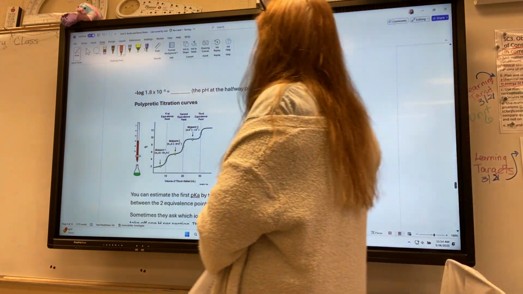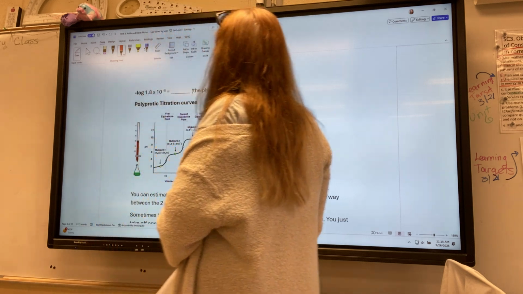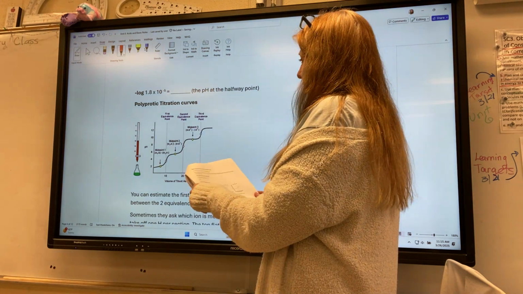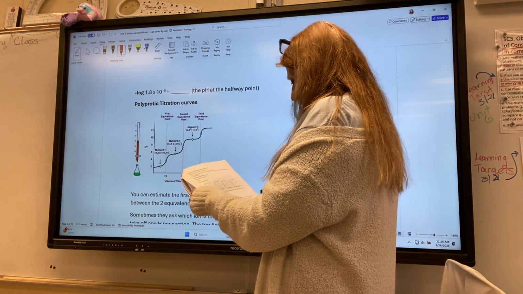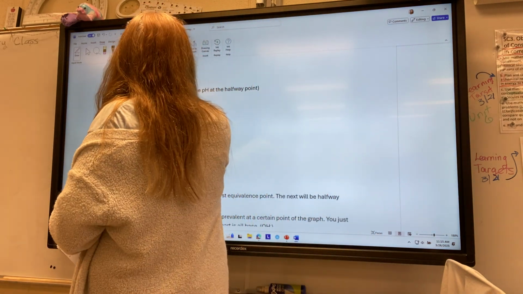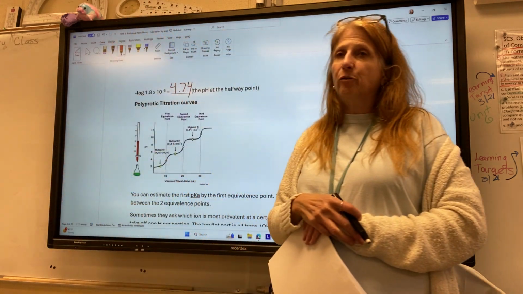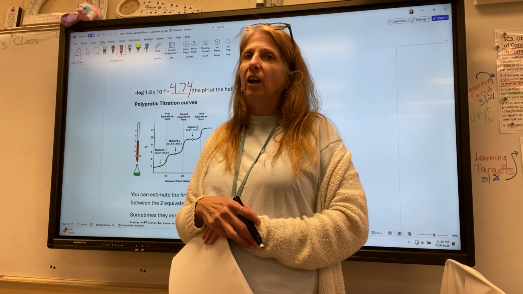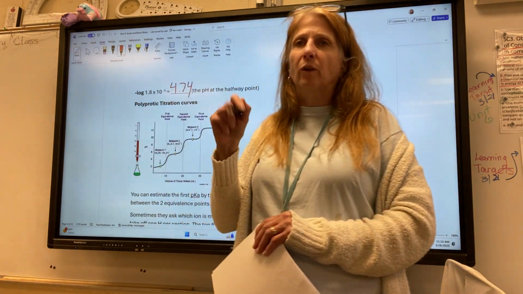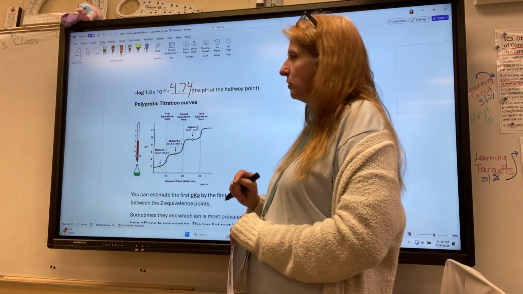So here we take our negative log of 1.8 times 10 to the negative fifth, and it goes both ways because they're both equal to each other. Then you can get the pH at the halfway point, and this is 4.74. So sometimes you can get the Ka from pH, and sometimes you can get pH from Ka. And I'm pretty sure that equivalence is on your reference sheet. But if not, you just got to memorize it. That halfway little point is special.